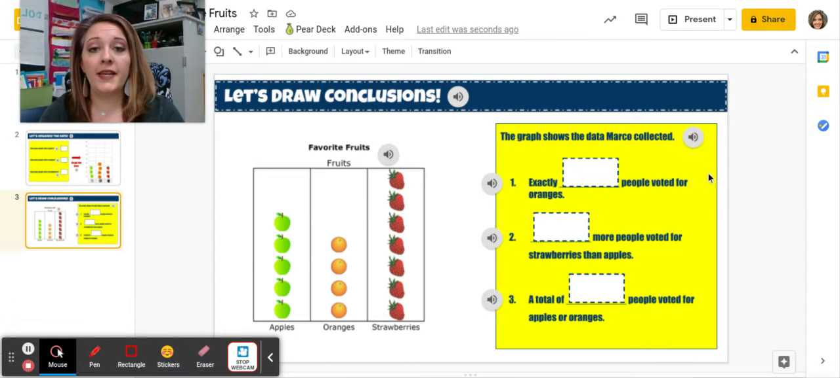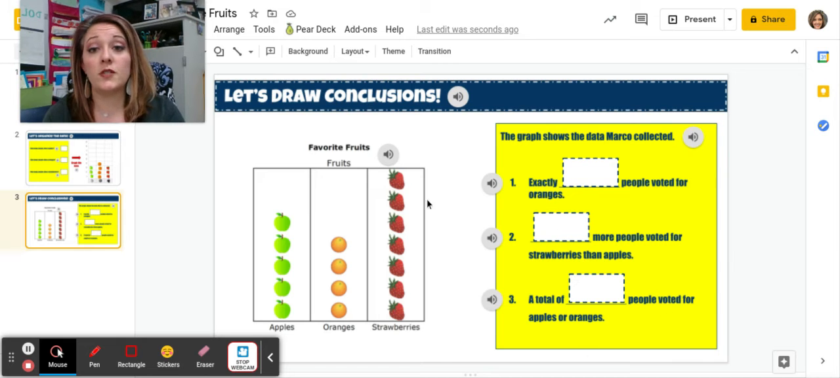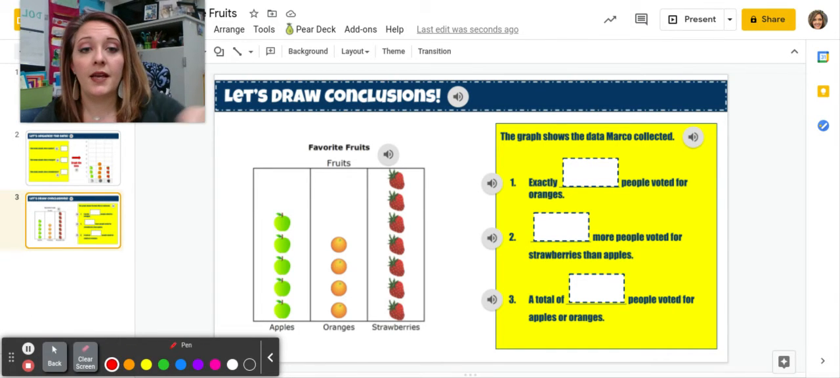So in this one, it gives us a graph. And we're going to use this graph that is given to us to answer some questions. So it says, the graph shows the data that Marco collected. Exactly blank people voted for oranges. So let's look at our graph and figure out how many people voted for oranges. 1, 2, 3, 4. So I'm going to write the number 4.